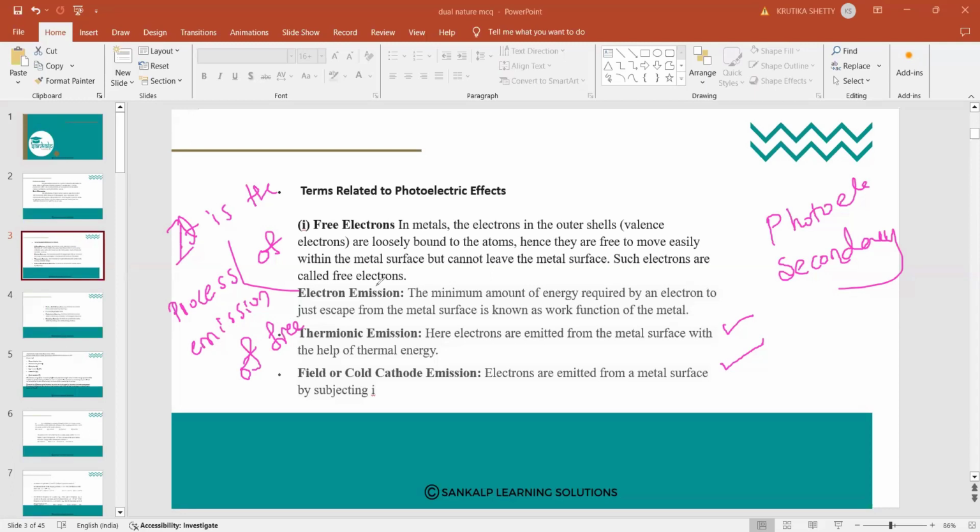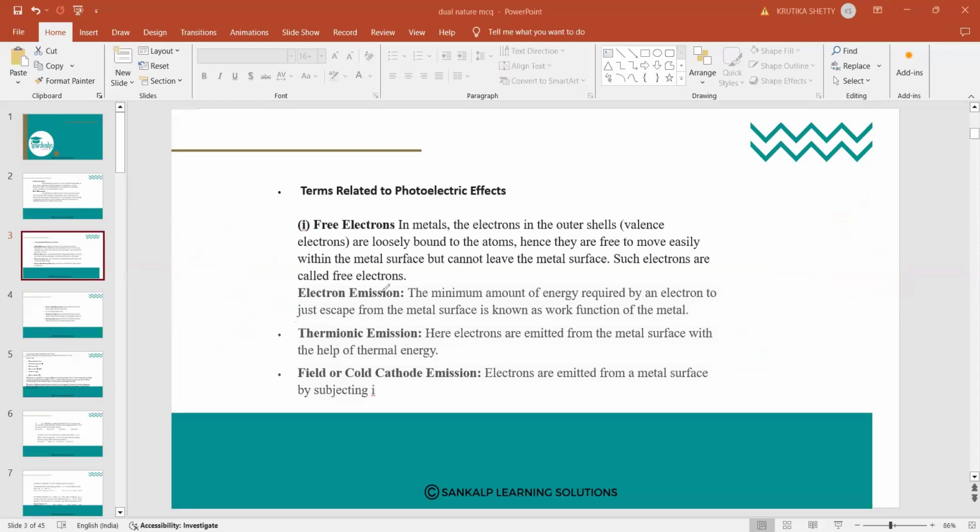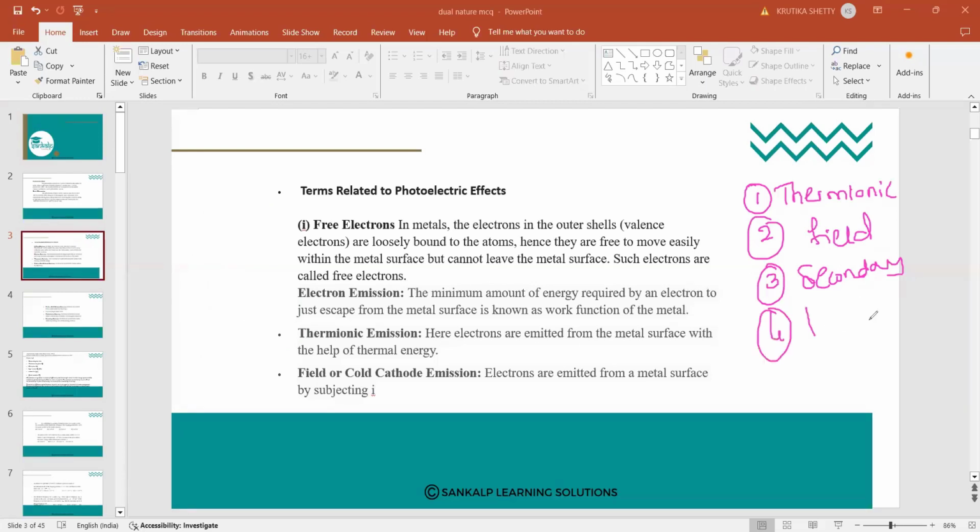What do you mean by electron emission, students? The emission of electrons from the metal surface is known as electron emission. In electron emission we have a total of 4 types. One is thermionic electron emission. Second is field electron emission. Third is secondary electron emission. And the fourth one is photoelectric emission.